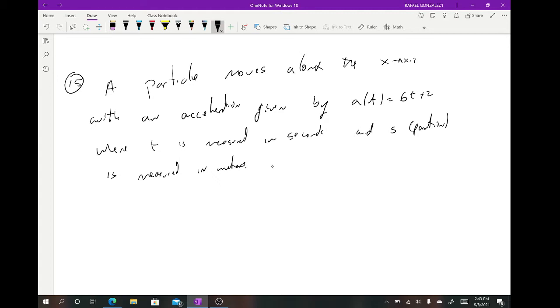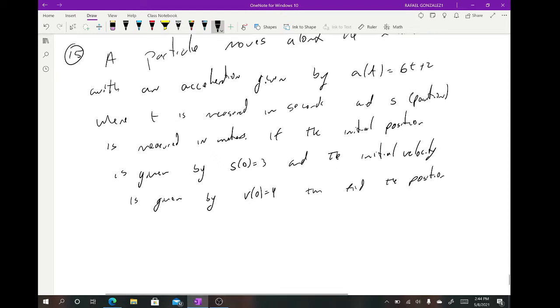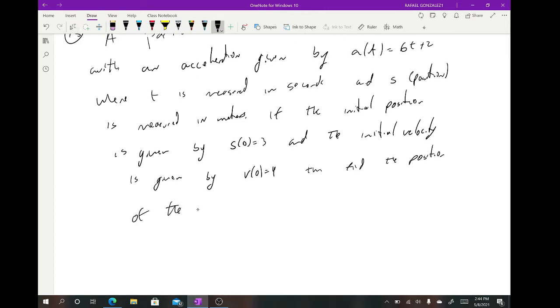Now, if the initial position is given by s of 0 is equal to 3, and the initial velocity is given by v of 0 is equal to 4, then the question is to find the position of the particle at t seconds.